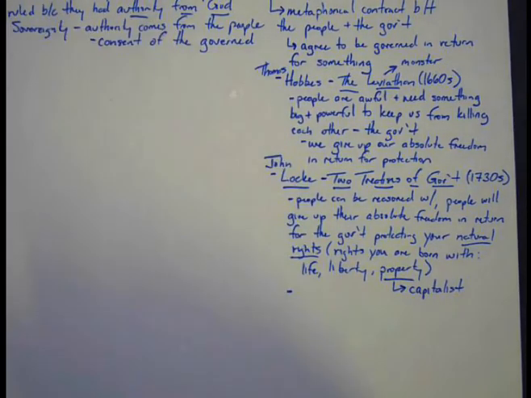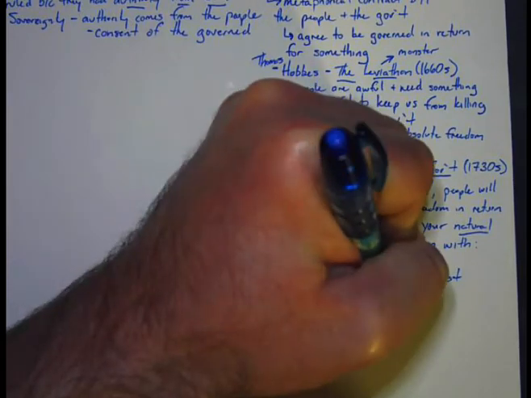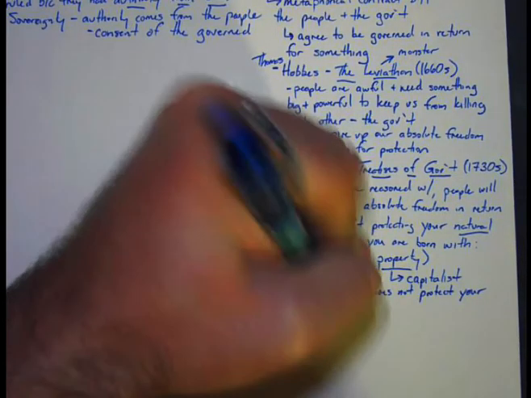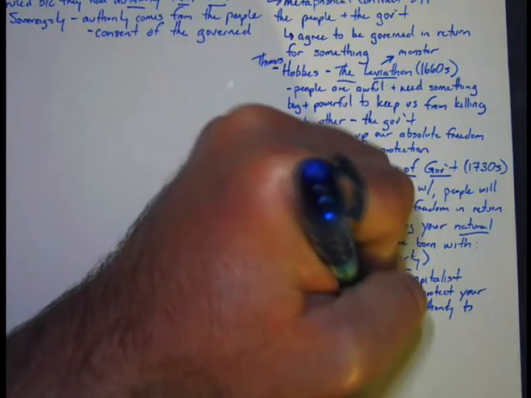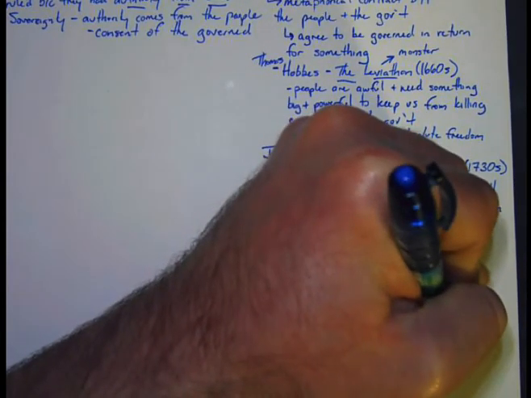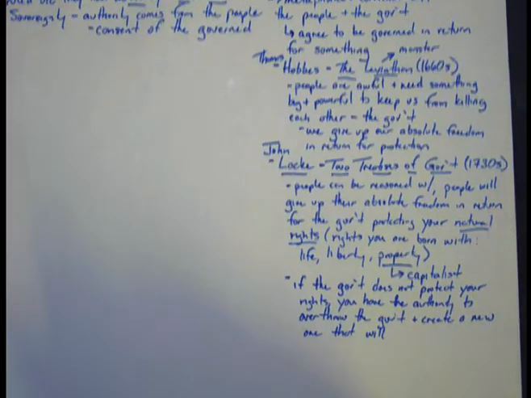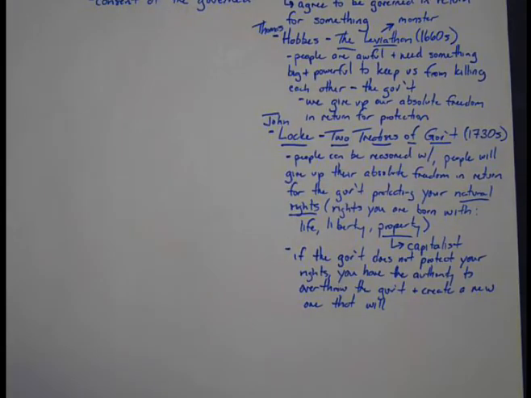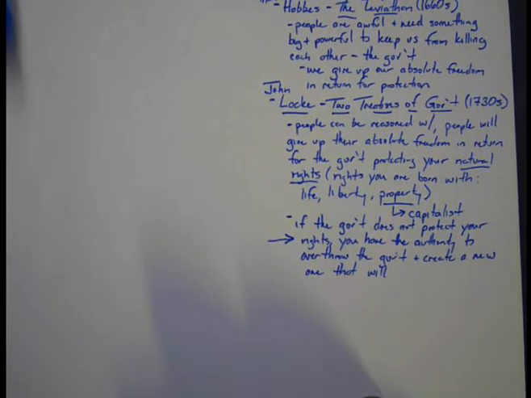But he throws in another clause into the contract. If the government does not protect your rights, you have the authority to overthrow the government and create a new one that will. So if the government isn't protecting your rights, you have the right to overthrow that government and create a new one. This idea is going to be super important for influencing all of these revolutionaries we're about to get to know.